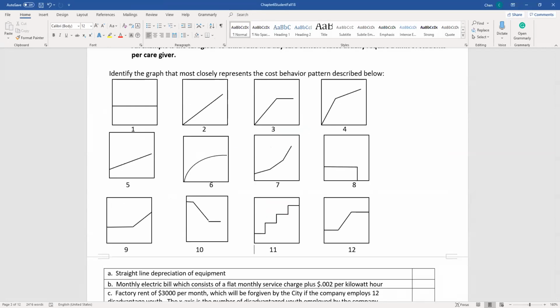This is another exercise to identify the graph that most closely represents the cost behavior.